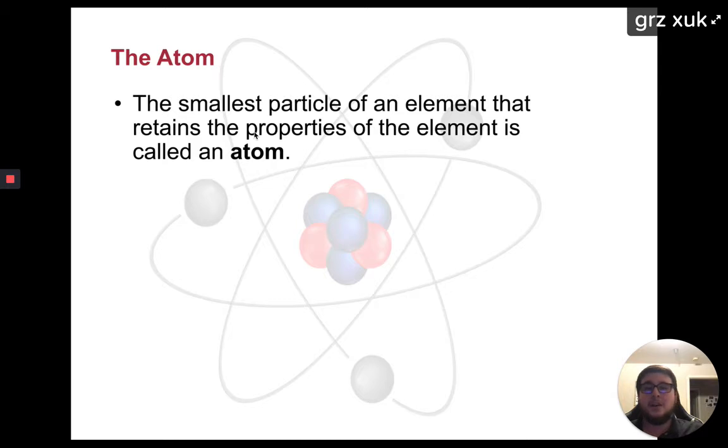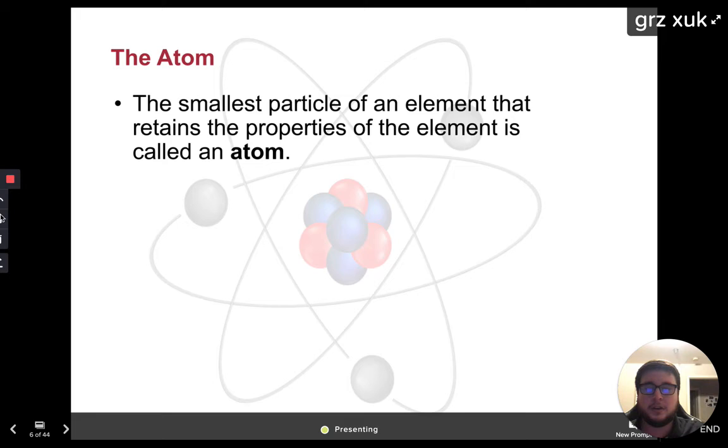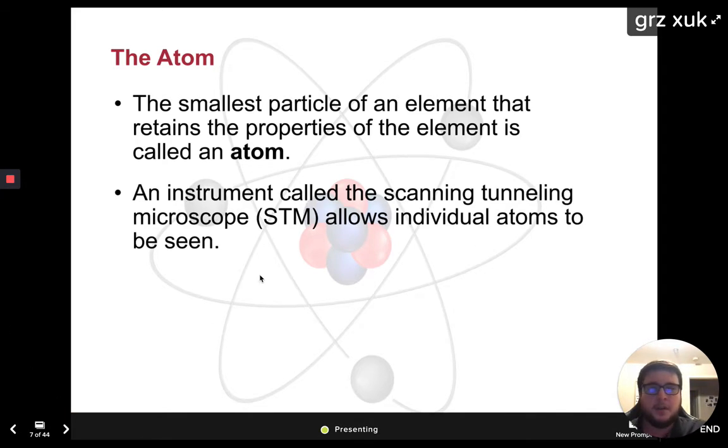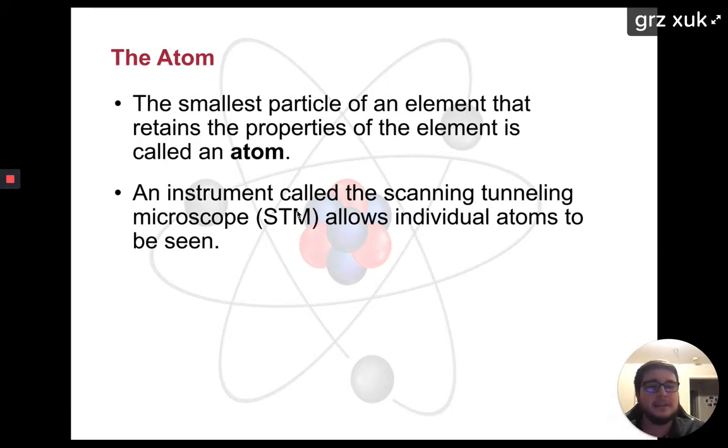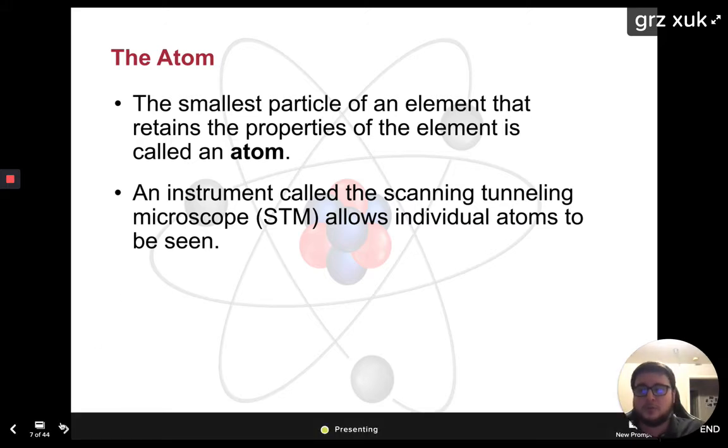So if I have an atom of iron, that's the smallest bit of iron that I can get. If I go any smaller, I lose those properties that make it iron. Okay? So atoms are the smallest unit of matter that retains the properties. An instrument called the Scanning Tunneling Microscope, or STM for short, allows you to see individual atoms. And this is technology that's fairly new. Obviously, they didn't have this in the days of Democritus in like 400 BC, and they definitely didn't have this in like the 1800s either with John Dalton. Otherwise, maybe he would have come up with different conclusions.